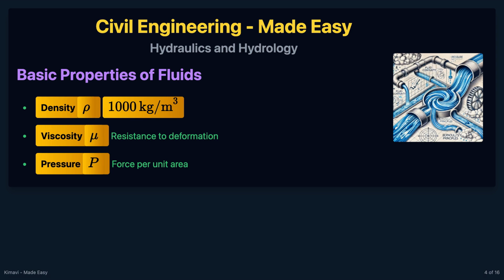Density, denoted by the Greek letter rho, is the mass per unit volume of a fluid. For water, it is approximately 1,000 kilograms per cubic meter. Viscosity, represented by the Greek letter mu, measures a fluid's resistance to deformation. Water has a low viscosity compared to other fluids like oil. Pressure, denoted by P, is the force exerted by a fluid per unit area and is measured in pascals.